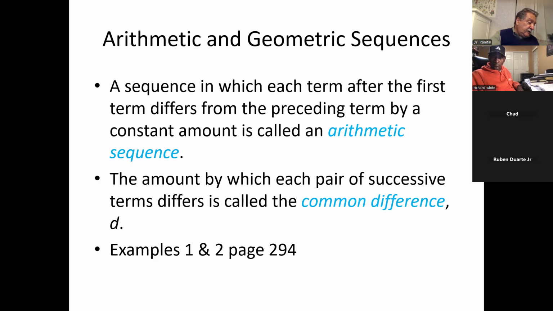If you look at page 294, you can see an example of arithmetic sequences. For example, on page 294, it says, write the first 6 terms of an arithmetic sequence where the first term is 6 and the common difference is 4. Meaning you start with 6 and then you add 4 to each number. 6, then 10, then 14, 18, 22, 26. So this is an arithmetic sequence with a difference of 4.